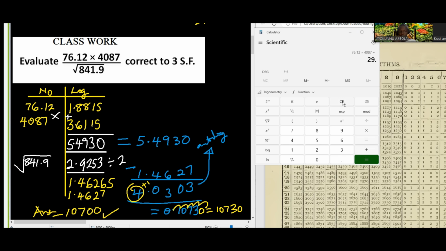Hold on, I think I should first get that result out. So 76.12 times 4087 gives me this. Then I'm going to divide this by 29.0155. So that is 10721. But we got 10730, right?